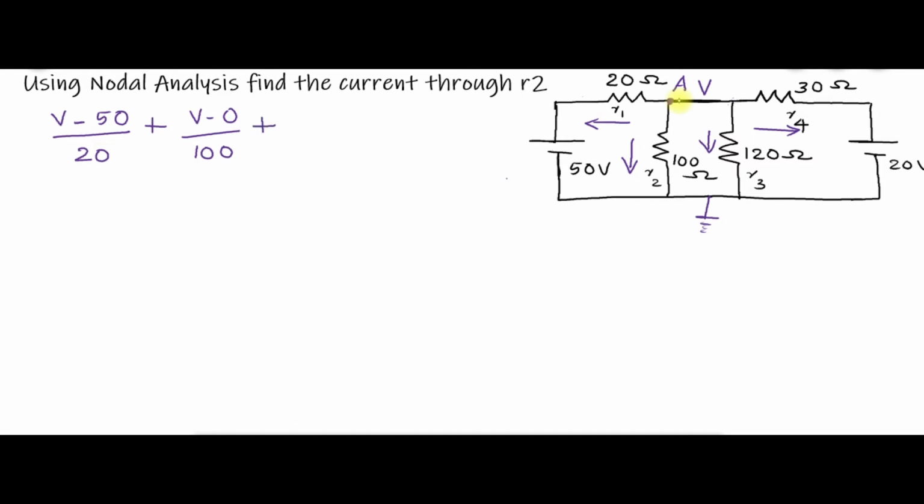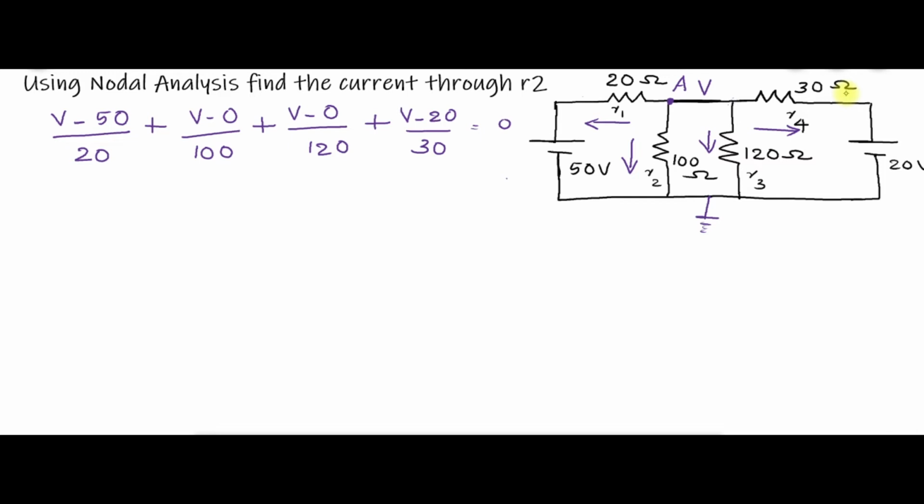Again, this one with respect to R3. Here also there are no other voltages, so I can write it as V minus 0 divided by 120. Plus, then considering this one, here V and there is a 20 volt source, so I can write it as V minus 20 divided by 30, which is equal to 0.